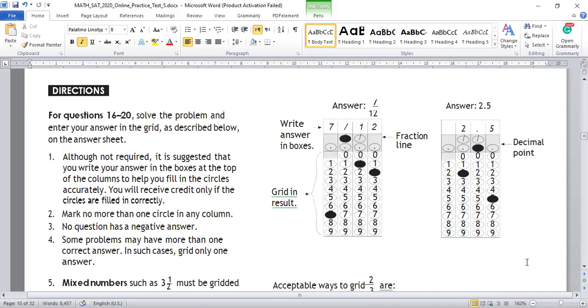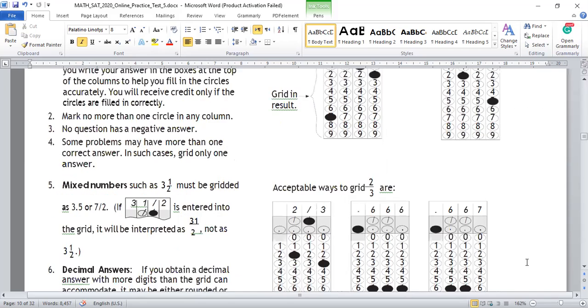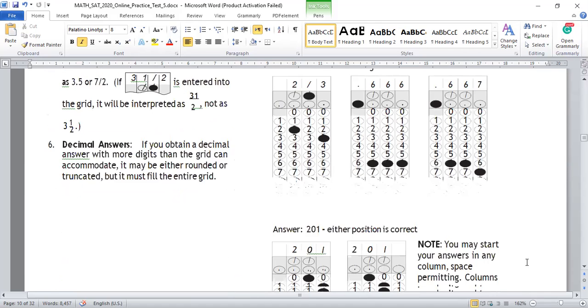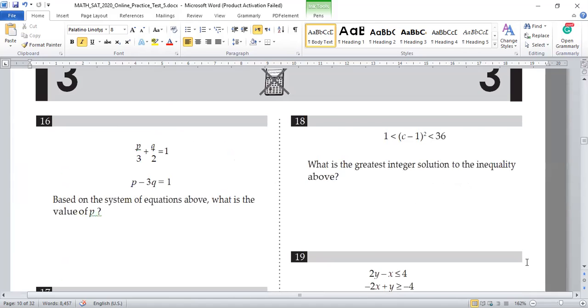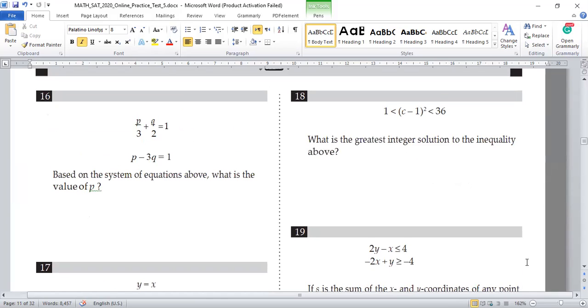Here, solve the problem and enter your answer in the grid as described below. So this is all about the instructions. What we'll have to do is grid the answers. Let's see. So we are at question number 16. I'm sure that you can see question number 16 just now. Here you will have to solve this.